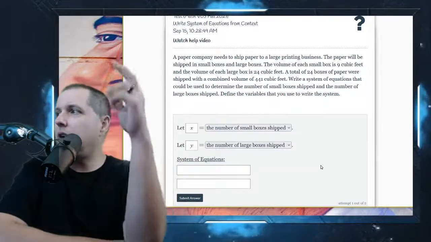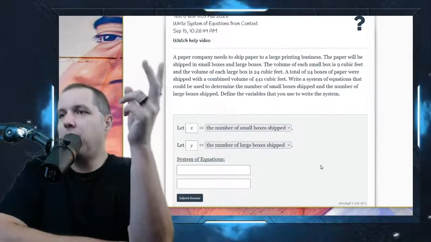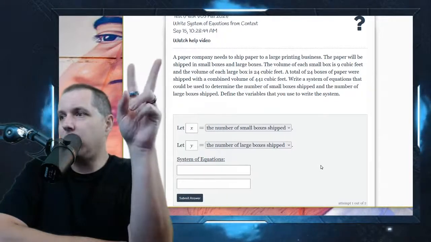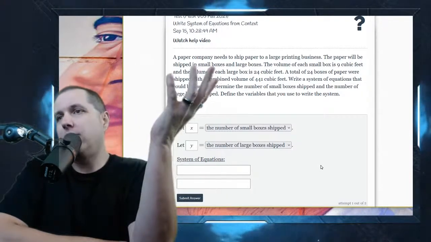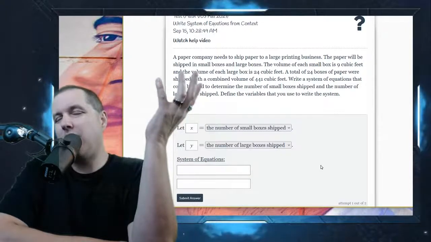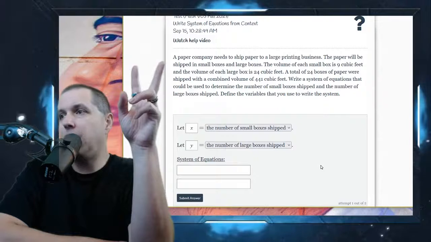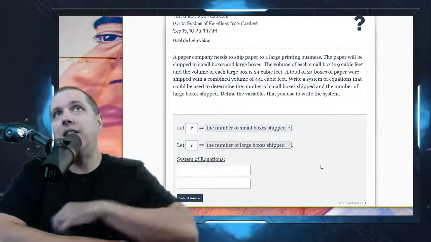A lot of times with these problems, it's not always the case, but pretty frequently you get one easy equation to make and one hard equation to make. Sometimes they're both hard. Occasionally, once in a while, they're both easy, but usually one is easy or neither one is easy. In this case, we have an easy equation.